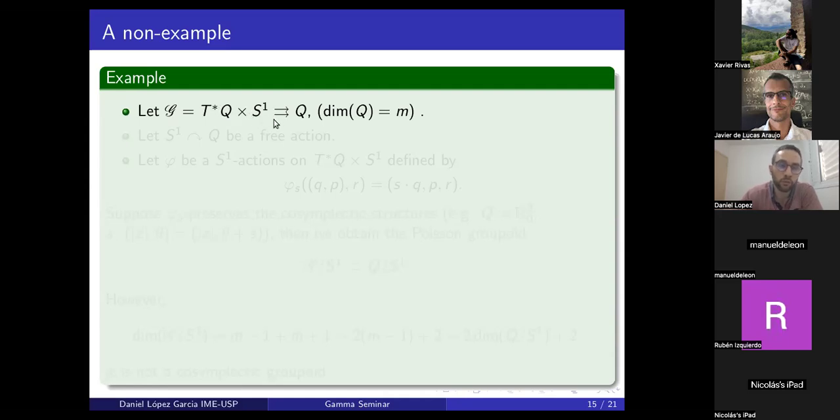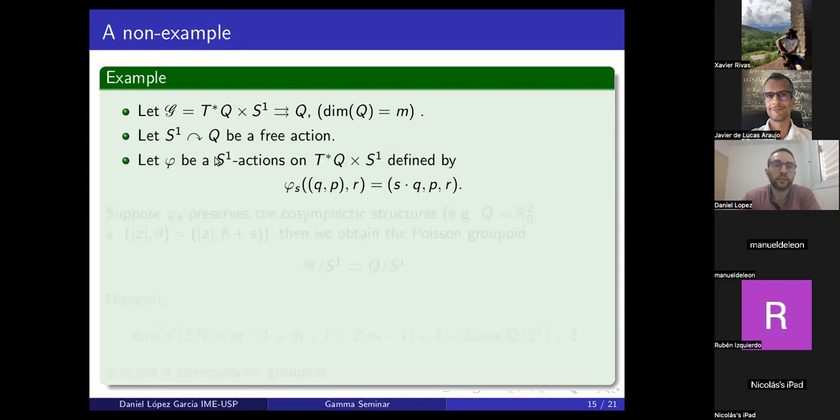Here I consider the circle. And let me suppose that we have an action of the circle on Q, which is free. And for sure it is also proper because this guy here is compact. So with this action, I can produce an action of S1 on this cotangent of Q times S1. How is the definition of this guy? It's just by considering the action on the base, on the coordinates of Q. The direction of the covectors remains the same, and the coordinates of S1 are the same. You only modify the coordinates of Q.